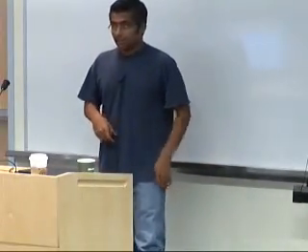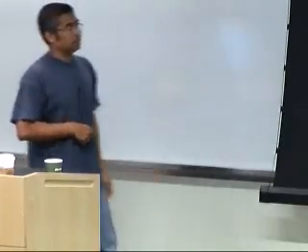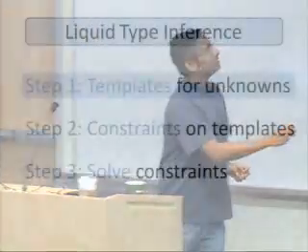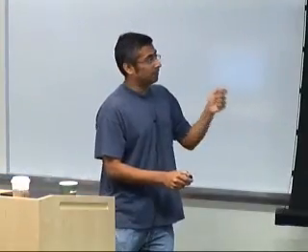Okay? And so the liquid type inference algorithm follows basically the same idea. This is how my mother taught me algebra. I asked her, what does x mean? And she said, x is the unknown, and you solve for x. It's a lesson I've learned well. Okay, so liquid type inference. In the first step, we introduce templates for unknowns. In the second step, we generate constraints on these templates. And in the third step, we solve these constraints.